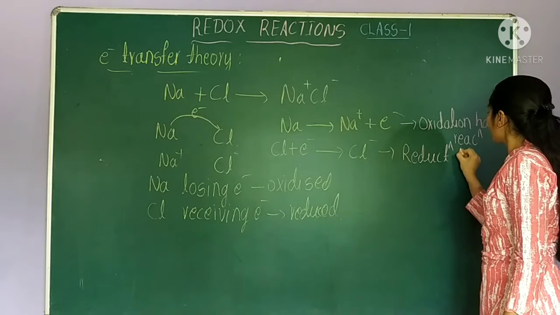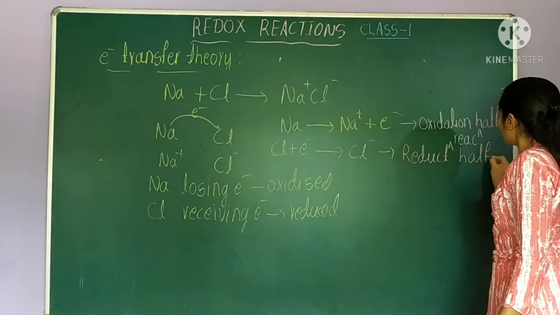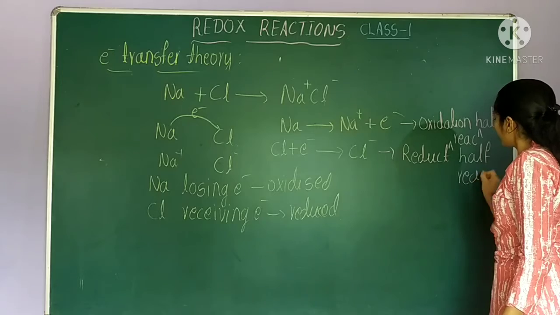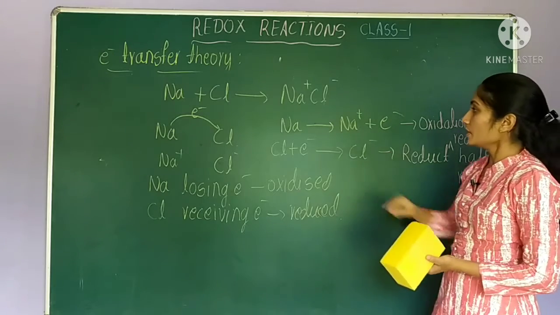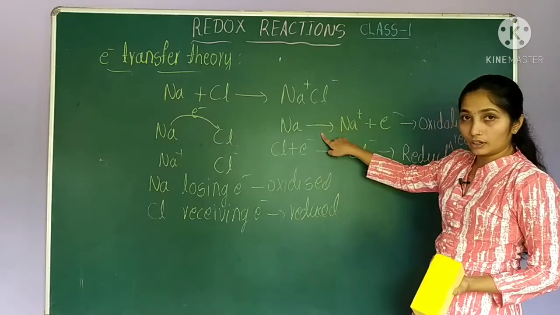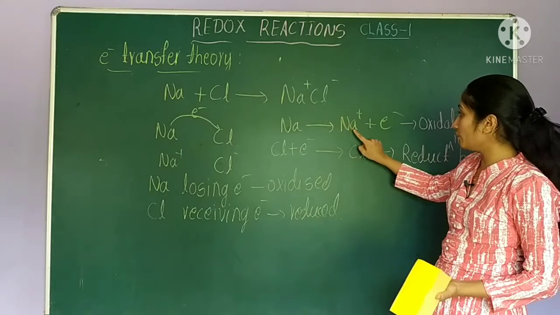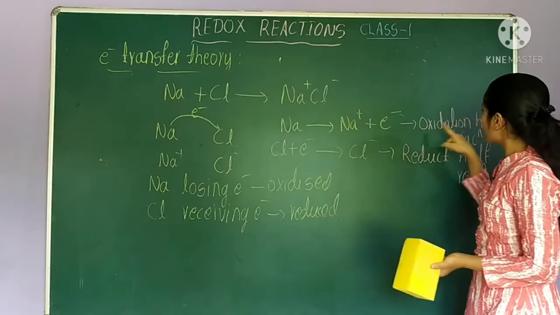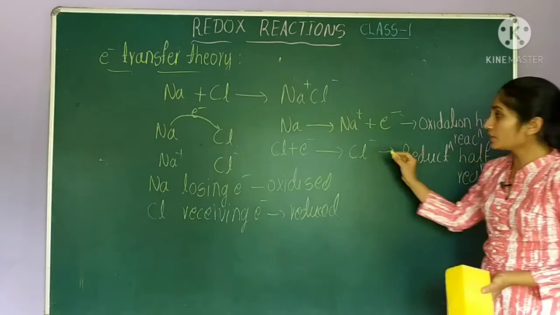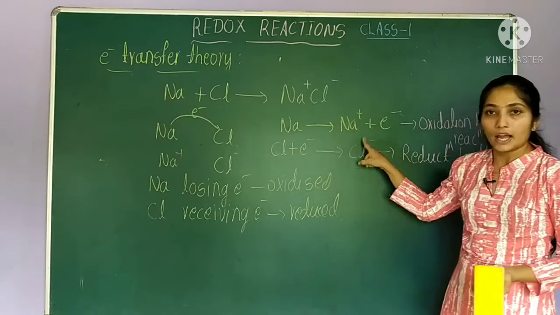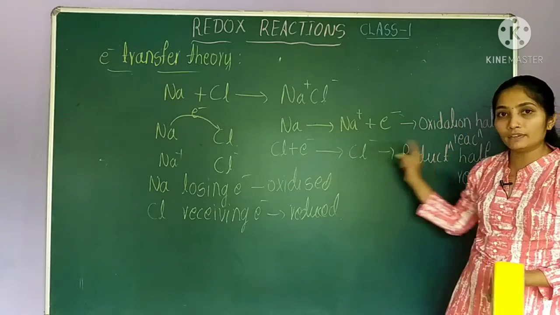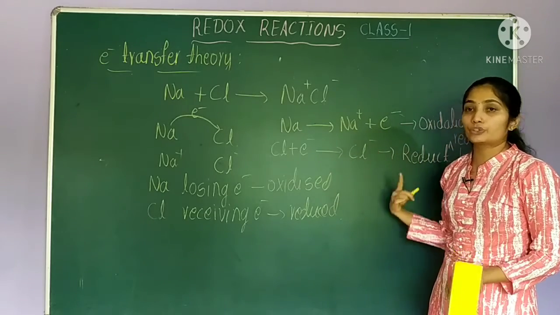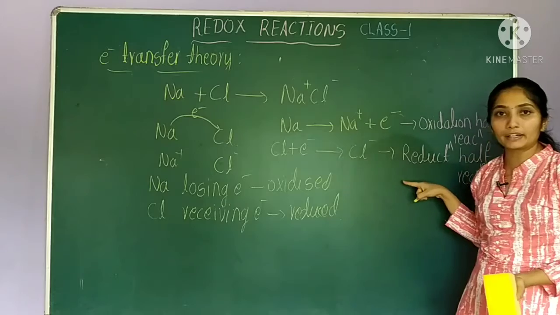Reduction half reaction. So Na will lose 1 electron and it will form Na plus and 1 electron. So this is oxidation half reaction in which the element will get oxidized. And reduction half reaction is the one in which element will be reduced. It will receive 1 electron and it will get reduced.